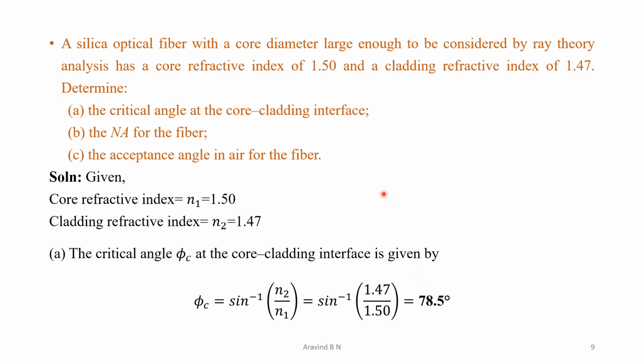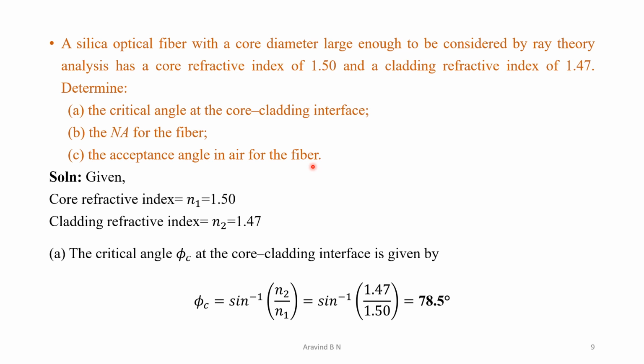Now let us go through one or two problems related to this. First problem statement: a silica optical fiber with a core diameter large enough to be considered by ray theory analysis has a core refractive index of 1.50 and cladding refractive index of 1.47. Determine, first, the critical angle at the core cladding interface; second, the numerical aperture of the fiber; third, the acceptance angle in air for the fiber.